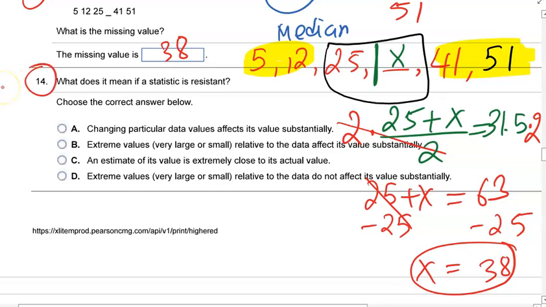Question 14: what does it mean if a statistic is resistant? In other words, what do we mean by statistic resistance? Pretty much the question is to define resistant statistic, and the definition is: if extreme values, meaning very large or very small relative to the data, do not affect its value substantially. In other words, extreme values do not affect it, that is called statistic resistant.